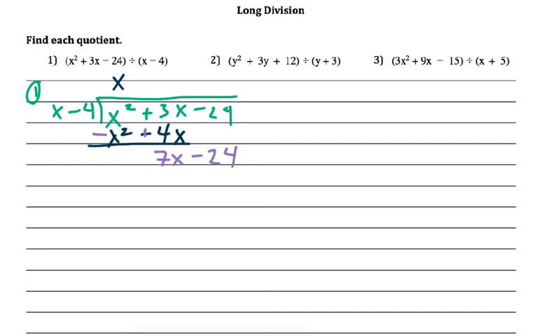So now I'm trying to see how much of x minus 4 fits into this. I picture x times what giving me 7x. Well, that would have to be 7. So x fits into 7x 7 times. So I'll sneak a positive 7 up here. And then I do 7 times x, which gives me 7x. Then a positive 7 times a negative 4 gives me minus 28.